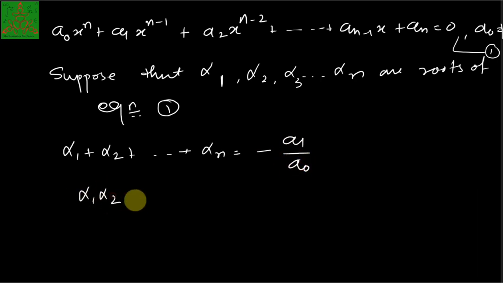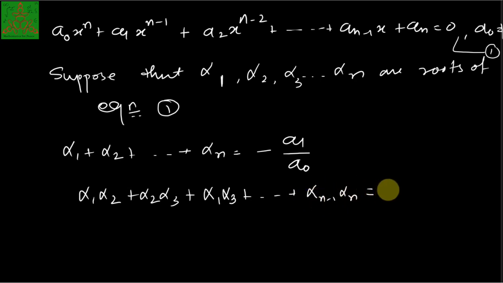Then take all the possible pairs, that is alpha 1 alpha 2, alpha 2 alpha 3, then alpha 1 alpha 3, and so on. All the possible pairs, up to the last one, might be alpha n minus 1 alpha n, their sum will be a2 by a0. That means all the possible pairs of two roots.